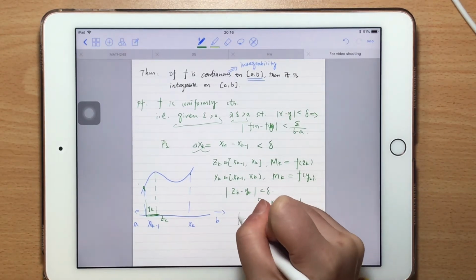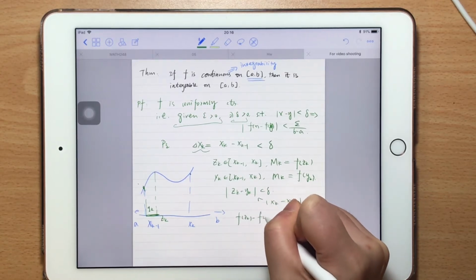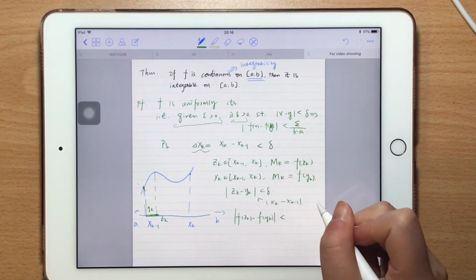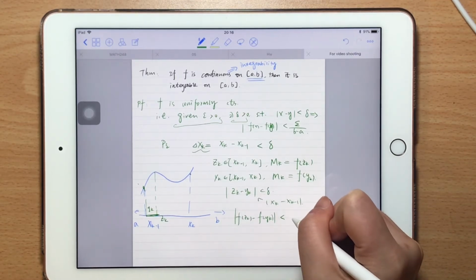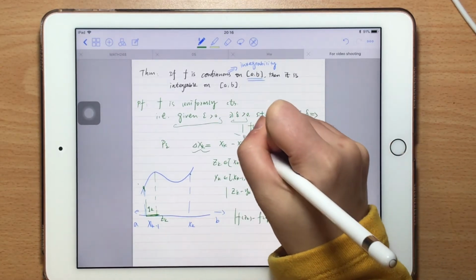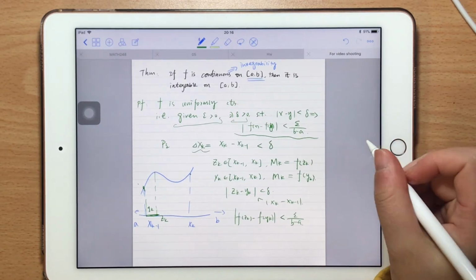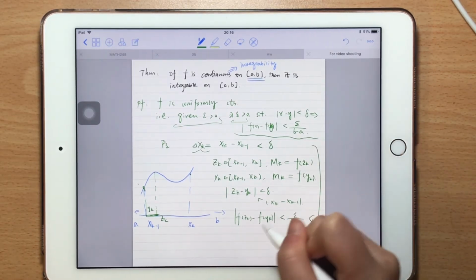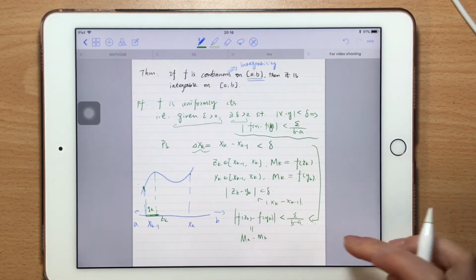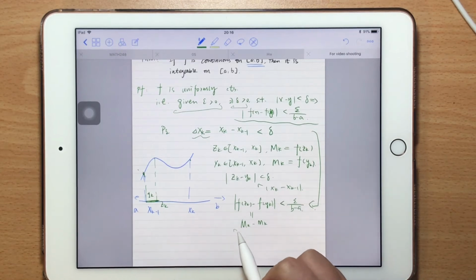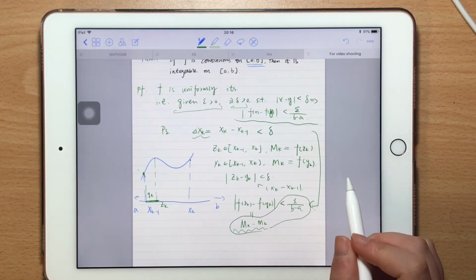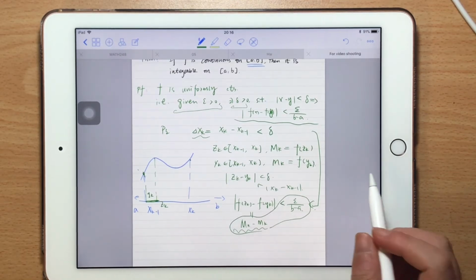And so then f(zk) minus f(yk) will be smaller than epsilon over b minus a. This is because of the uniform continuity of the function. And this is equal to capital Mk minus small mk. So we have capital Mk minus small mk smaller than epsilon over b minus a.